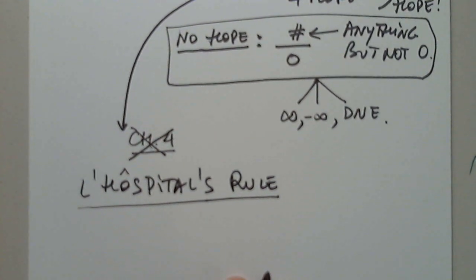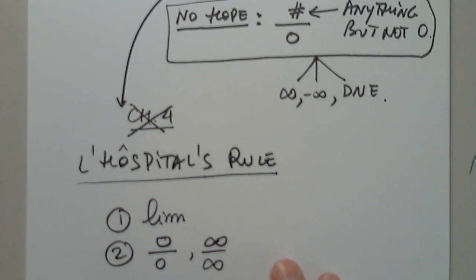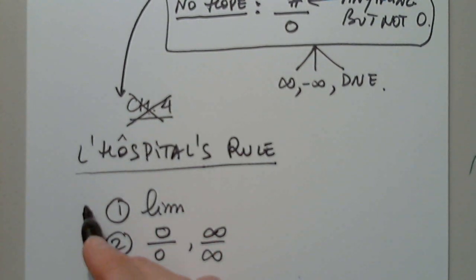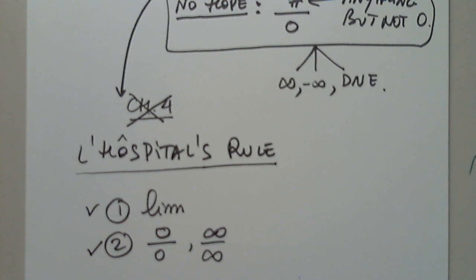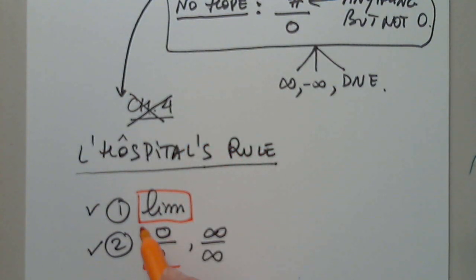This mathematician said this. Number one, if it's a limit. Number two, if you get initially 0 over 0 or infinity over infinity, these are the hypotheses. Both have to be fulfilled. So first of all, if I don't have a limit, I cannot use L'Hopital's rule. If I don't get the initial evaluation or initial setup, either this or this, I cannot use L'Hopital's rule. Both conditions have to be fulfilled.